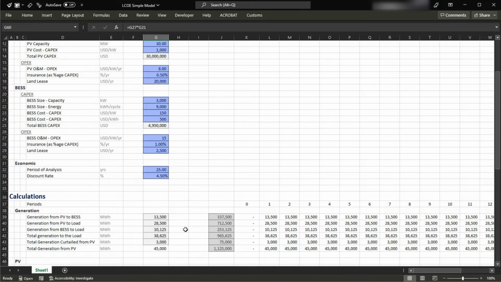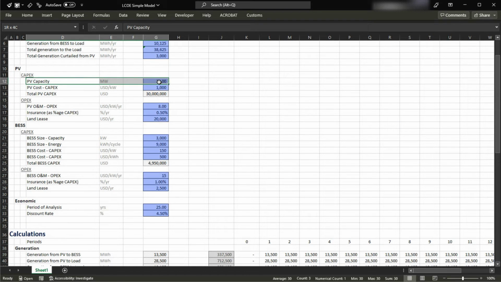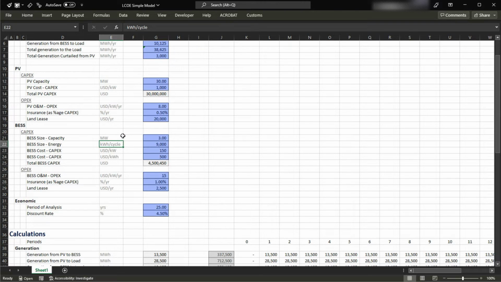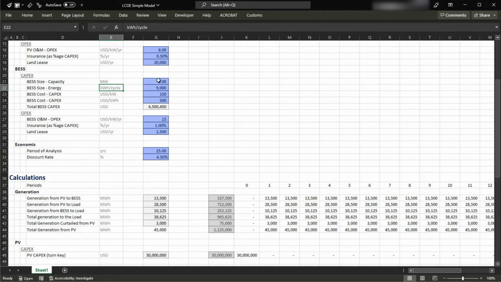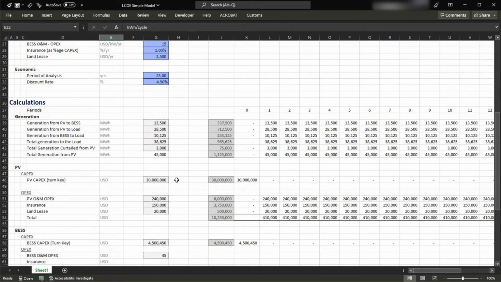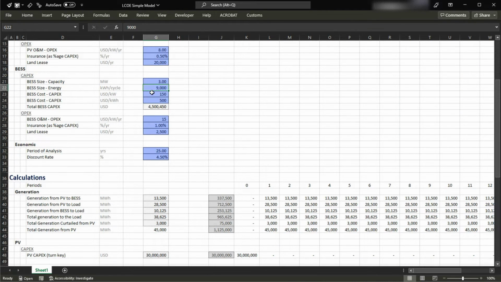Again, I set the PV capacity in megawatts, but I set the BESS capacity in kilowatts. Okay, we can also change this just to make it more correct, I would say, or at least use all the same units. So I'm gonna change it here, instead of 3,000 kilowatts, a 3 megawatt battery. Okay, and the same here can be a 9. Let me put 9 here. It's gonna be megawatt hours per cycle, sorry.